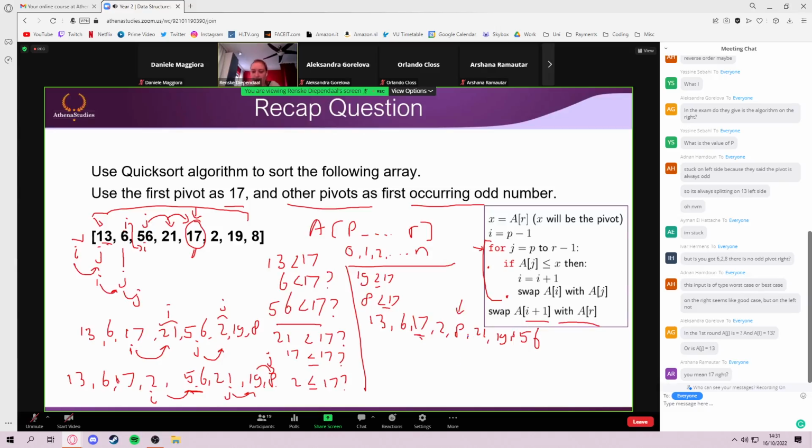The i was over here at the 8. So we swap i plus 1. So i plus 1 is going to be at 21. And we swap it with the, oh, sorry, no. We're swapping this one, right? So we're swapping the 8 and the 17. So we get 13, 6, 8, 2, 17, 21, 19, 56. And this was our pivot point.